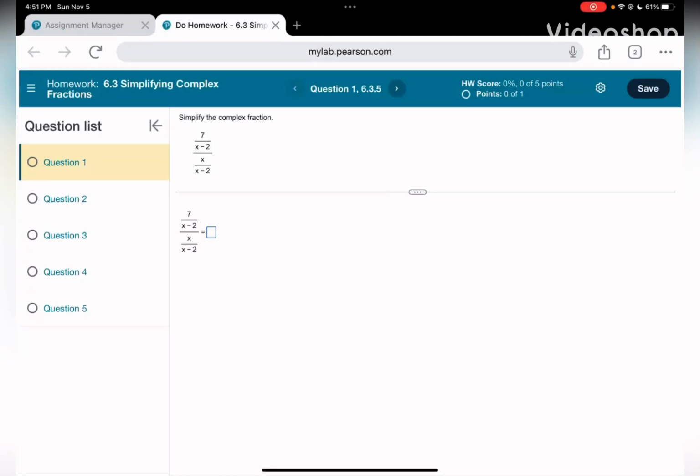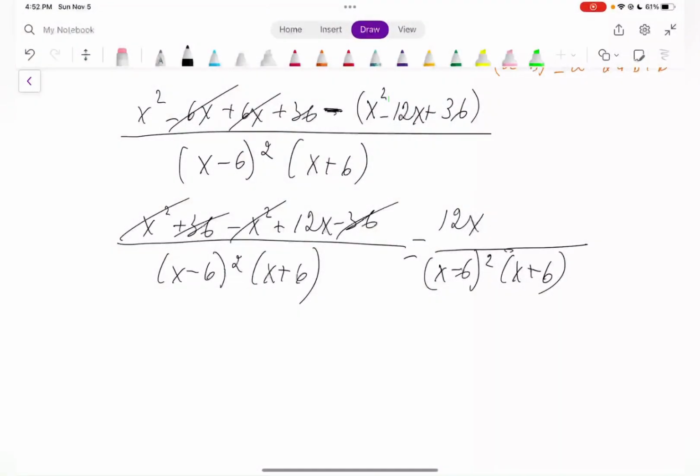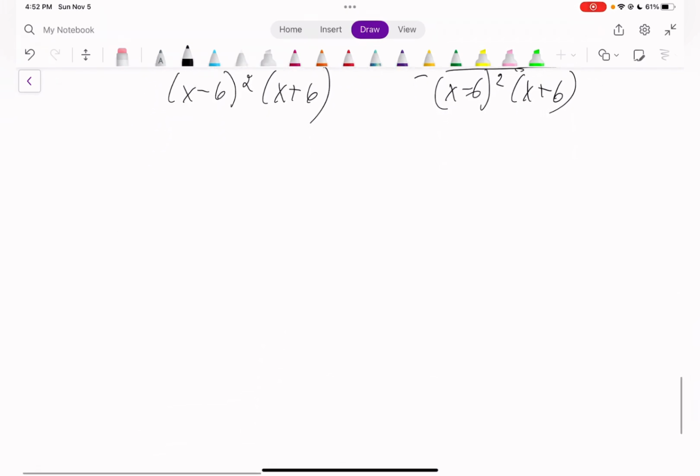All right, we're working on homework 6.3 and it's about simplifying complex fractions. So let me take a picture of it so we can start solving. Okay, so we have 7 over x minus 2 divided by x over x minus 2.